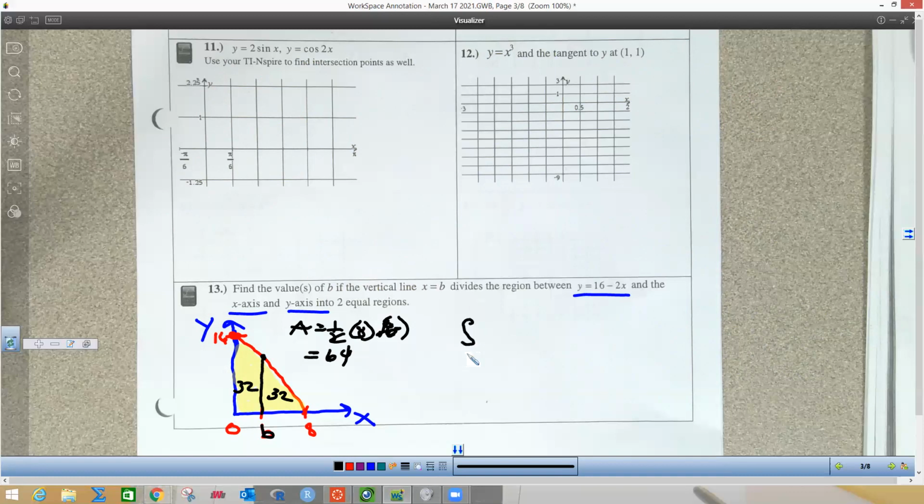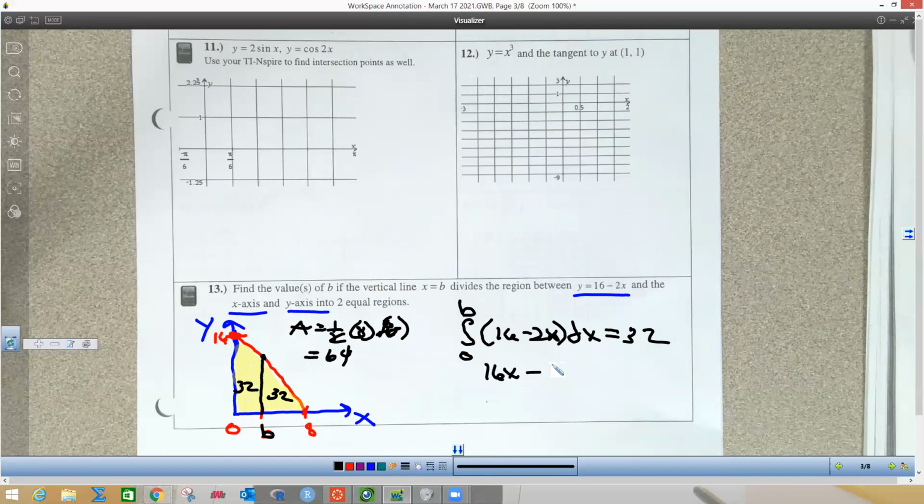I'm going to say the integral from 0 to B, and what's on top from 0 to B? What's the top function? It's the red, right? Minus the x equals 0 down here, or y equals 0, I mean. So it's going to be the 16 minus 2x minus 0, because this line's 0. dx is going to equal how much? That should equal 32.